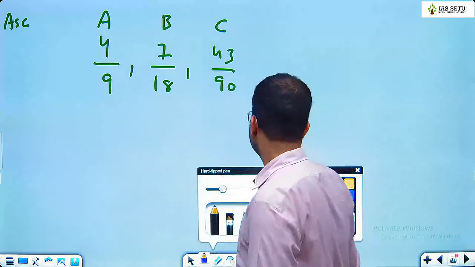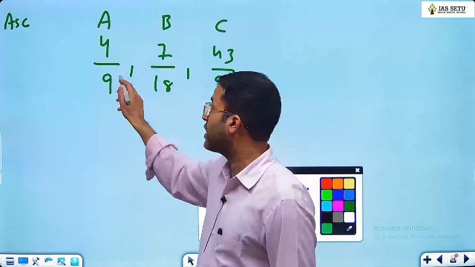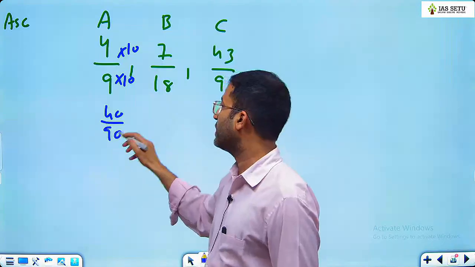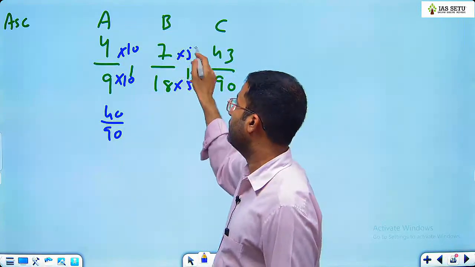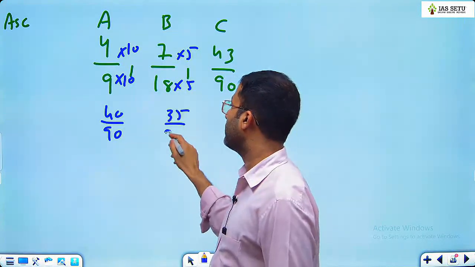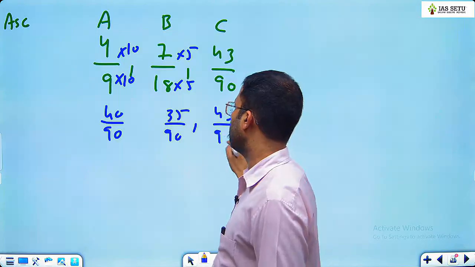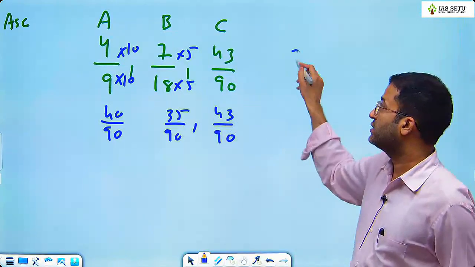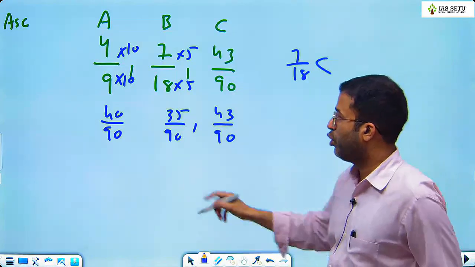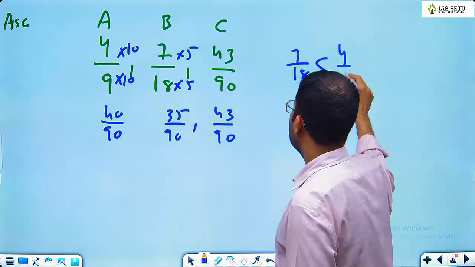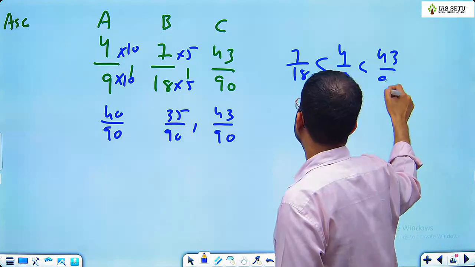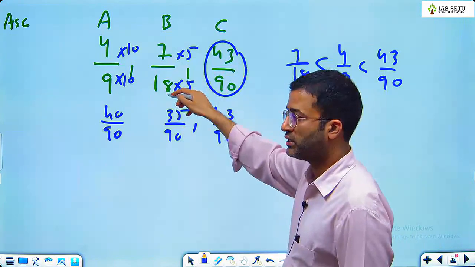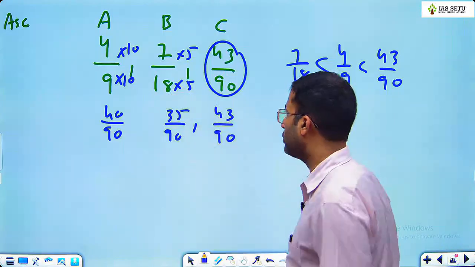Now here what we will do, we try to make it 90. Multiply with 10, this is 40 by 90. Multiply with 5, this is 35 upon 90. This is 43 by 90. So which one is the smallest? B. 7 by 18 is smaller than 4 by 9 is smaller than 43 by 90. Which one is the largest? This one. And which one is the smallest? This. We try one more question.